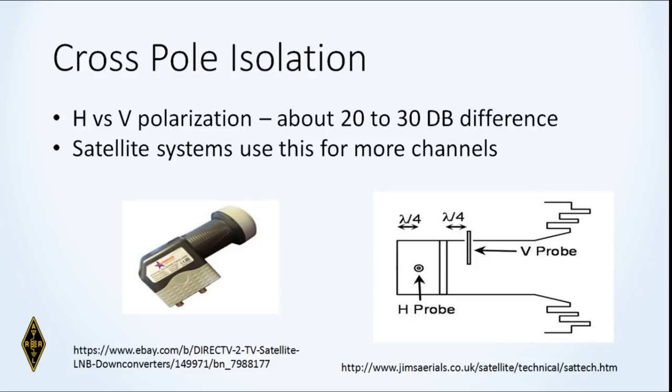But yes, for weak signal work on VHF and UHF, where most VHF and UHF mobile units are vertically polarized, you're going to want to be horizontally polarized to reduce interference from those signals. It's known as cross-pole isolation. And the satellite folks started using this purposely. It allows them to get more transponders or more channels on their satellites if they put both horizontal and vertical probes in their low noise converters. Then they can receive some signals vertically and other signals horizontally, even if the signal frequencies overlap. It gives you between 20 and 30 dB of difference, which is between 100 and 1,000 times of isolation just by doing that.